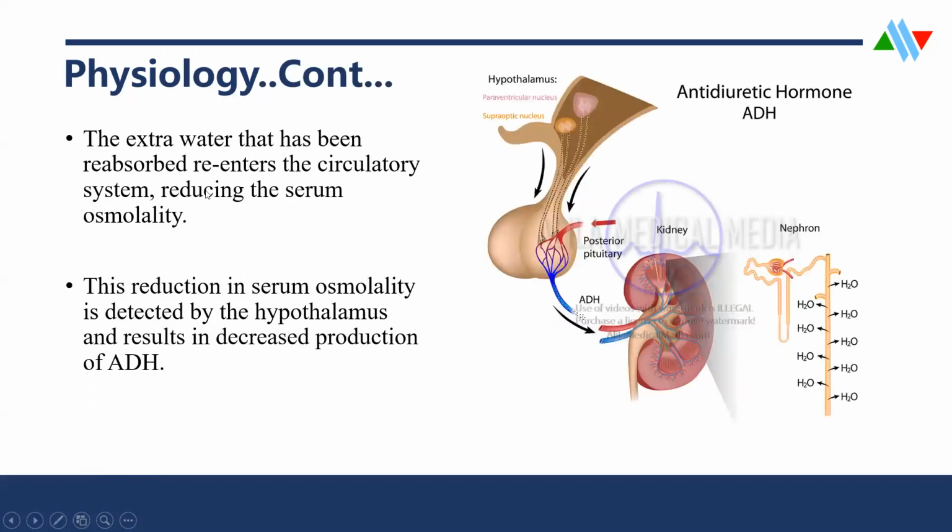The extra water that has been reabsorbed re-enters the circulation, and it ends up diluting your blood. So the serum osmolality goes down. It is not so concentrated because now it's diluted by the excess water. This reduction in serum osmolality is normally detected by the hypothalamus, and this results in decreased production. There's a negative feedback mechanism that is sent from the hypothalamus. Therefore, we now have less production of ADH and less secretion of it from the posterior pituitary, and that will mean less retention, and then we lose the water. So the physiology is balanced by the negative feedback mechanism that is sent back to the hypothalamus.